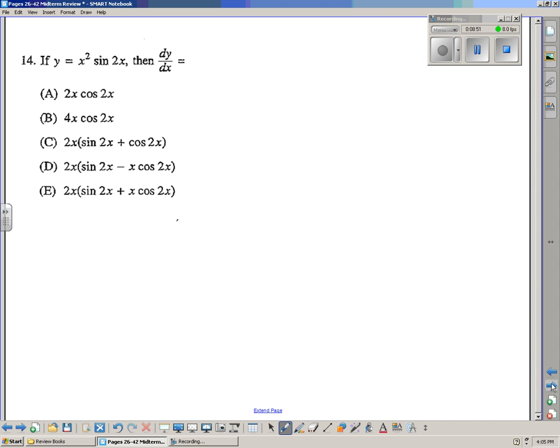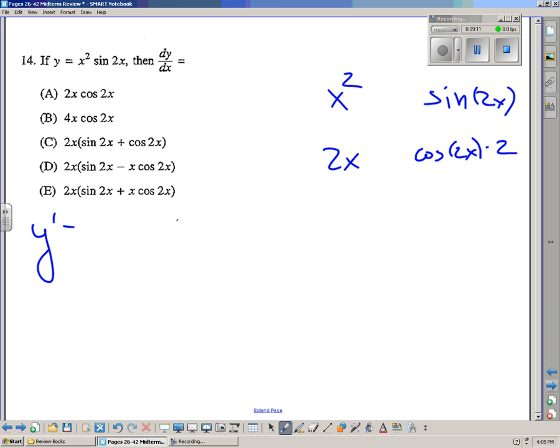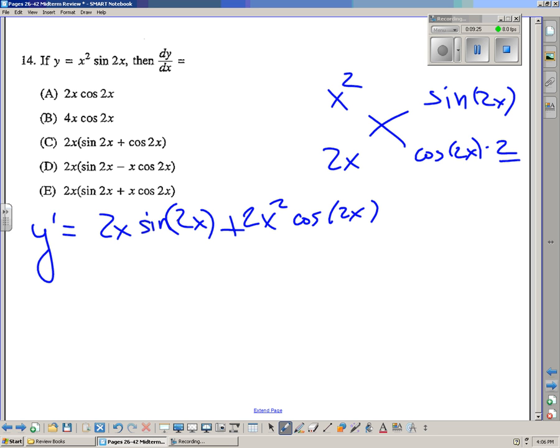Number 14, if y equals x squared sine 2x, then dy dx is. This is a product rule question overall with a chain rule inside of it. So the derivative of x squared is 2x. The derivative of sine of stuff is cosine of stuff times the derivative of stuff, which is 2. Putting this all together as y prime or dy dx, we would get 2x sine 2x plus x squared times 2 cosine 2x. That is not the answer.